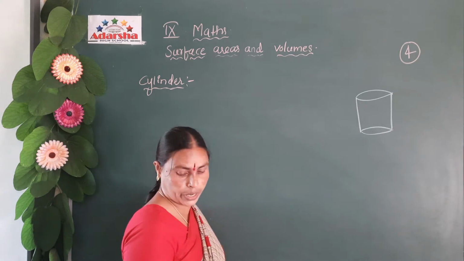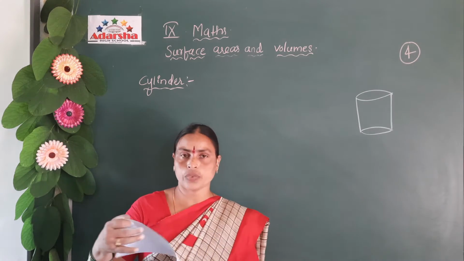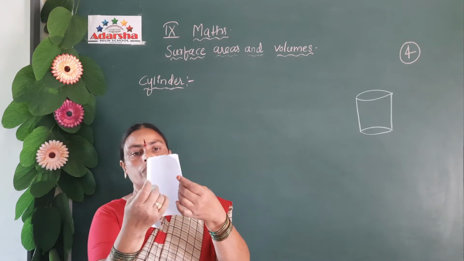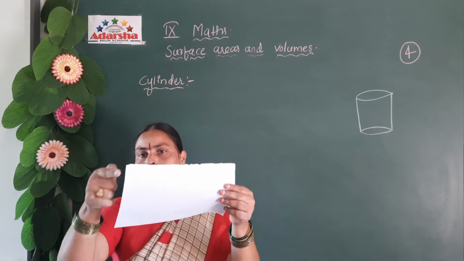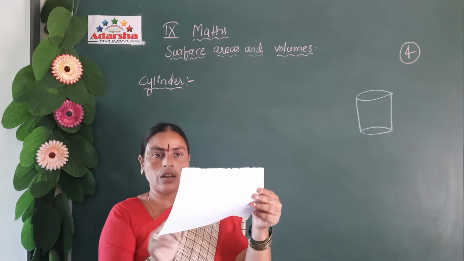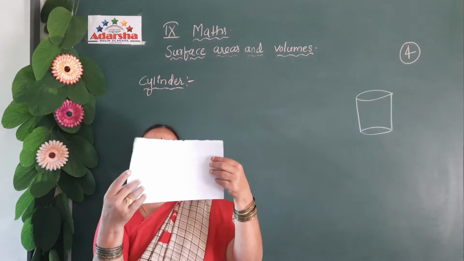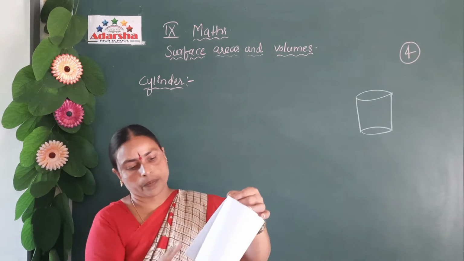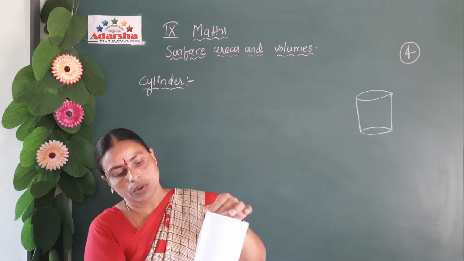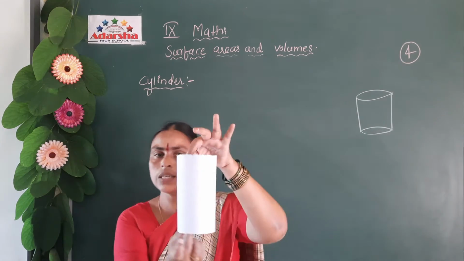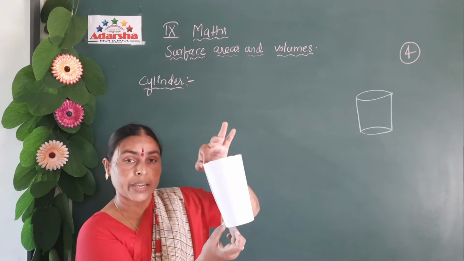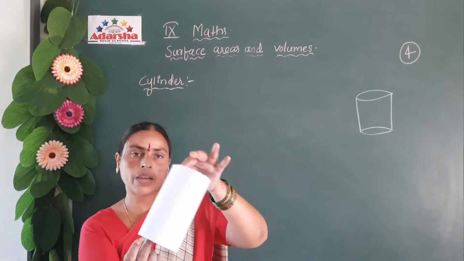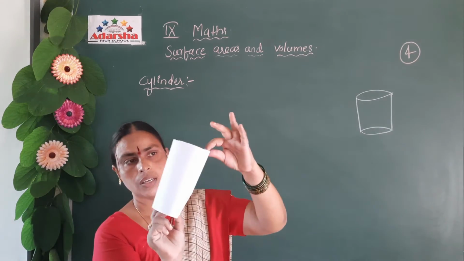For example, if you take a rectangular sheet of paper, and here this is the length of the rectangle and this is the breadth of the rectangle. Now we are folding this rectangular sheet of paper into a cylinder. We are folding like this. Now it becomes the cylinder. What have we done here? We took a rectangular sheet of paper and folded it and made it into a cylinder. This is the cylinder.